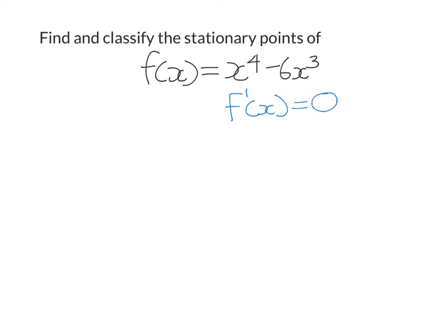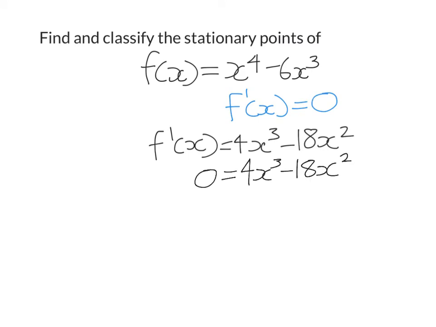So if I want to find the stationary points of this function, my first step is to differentiate. So I get 4x cubed minus 18x squared. So now I want to find where that is equal to 0. For an equation like this, you could use your graphics calculator, because I don't want you to have to do any polynomial long division. But in this particular question, it's really easy. We shouldn't need a graphics calculator.